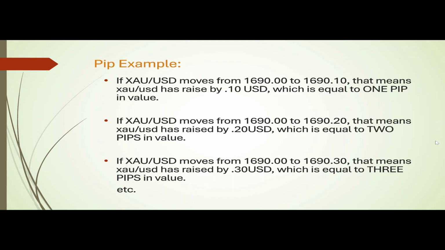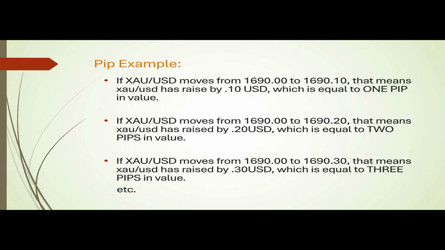Now let's move to the next slide. Pip example. If XAUUSD moves from 1690.00 to 1690.10, that means XAUUSD has risen by 0.10 USD. Now look at the former example with the pipette: the second figure after the decimal point represents the pipette. So that's where the pipette starts from, and the pip starts from the first figure after the decimal point. That's how it's being calculated.